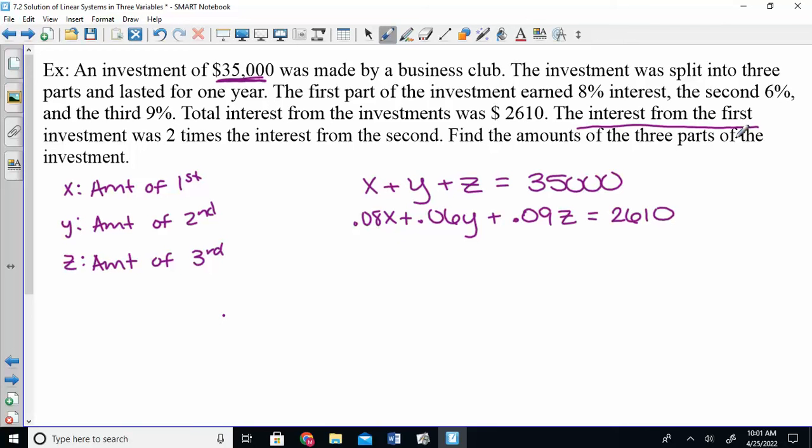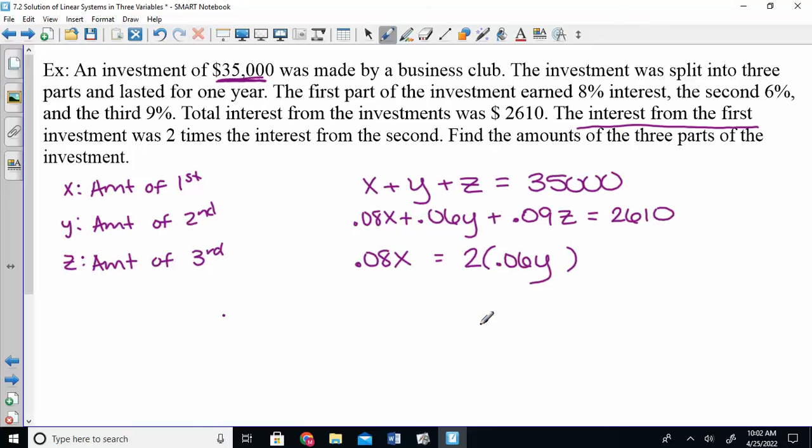The third, the interest from the first investment. Okay, my first investment is x. The interest from that is my 0.08x, which is like saying equals 2 times the interest from the second. So what would be my interest from the second one? 0.06y. All right. So I've defined my variables. I have my 3 equations.